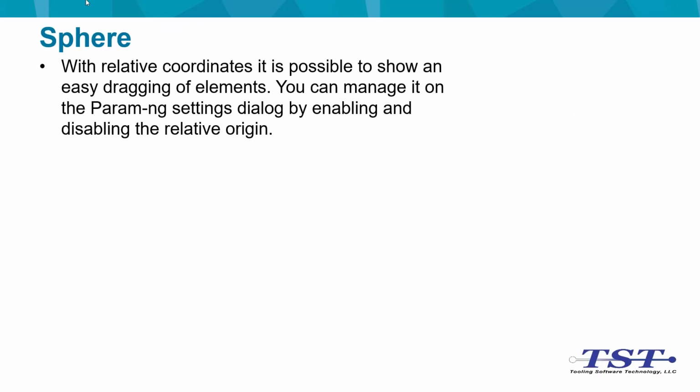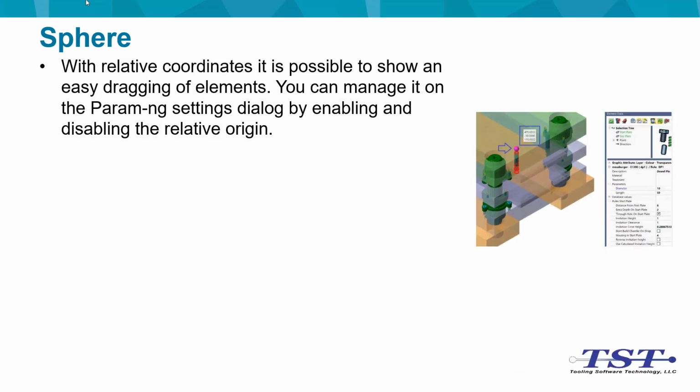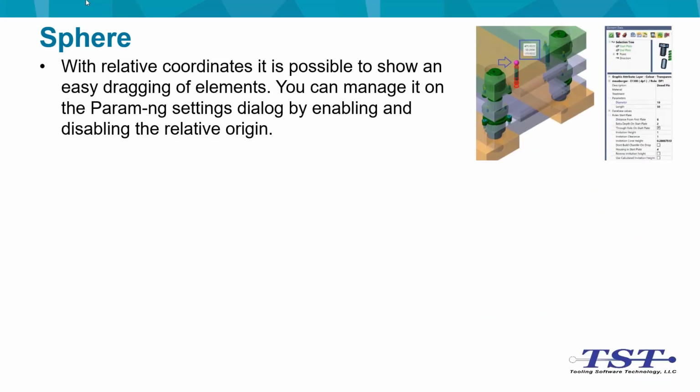So within the standard elements, we have a sphere. This can be used to create a relative coordinate point. It is possible to show the dragging of the sphere as well when it comes to creating components. So just like with that edit elements, you have the ability to type in an offset value, or you can see the XYZ components from the work plane where that sphere is going to be.